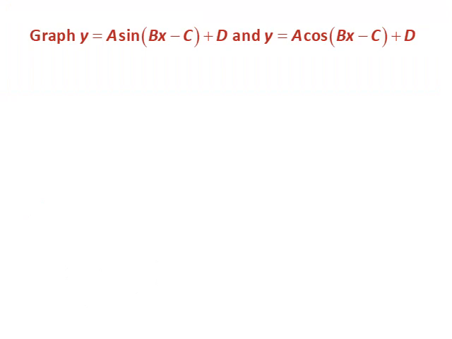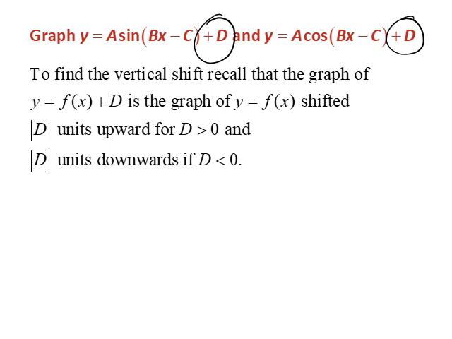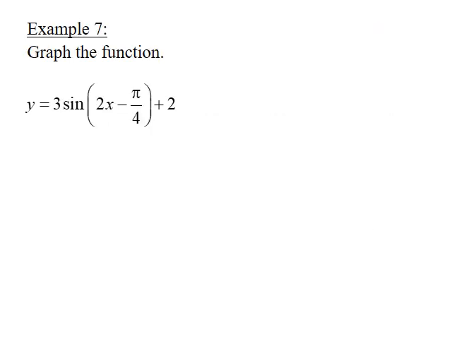Finally, the last thing that we're going to add to the equation is the vertical shift. This will either shift the graph up if D is positive or down if D is negative. Basically, this will just move the baseline. So let's take a look at what happens here.